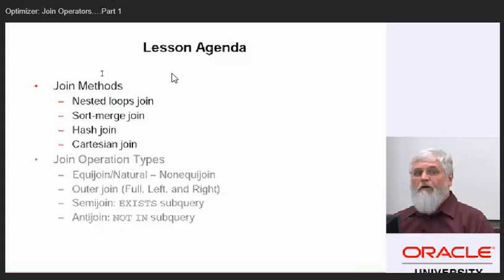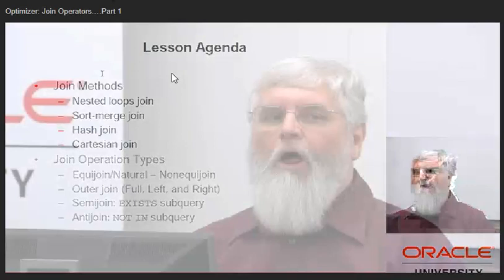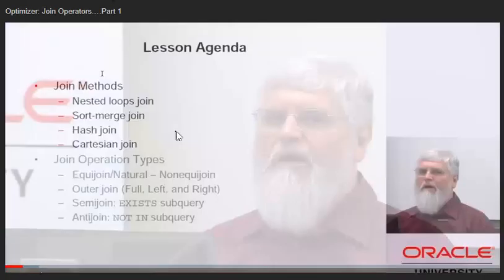We'll also add a fourth one that is technically viable and is used in some cases, but it's fairly rare to actually use a Cartesian join. There's very few applications that can actually use it and return meaningful data. Then we're going to get into the details of the join operations.